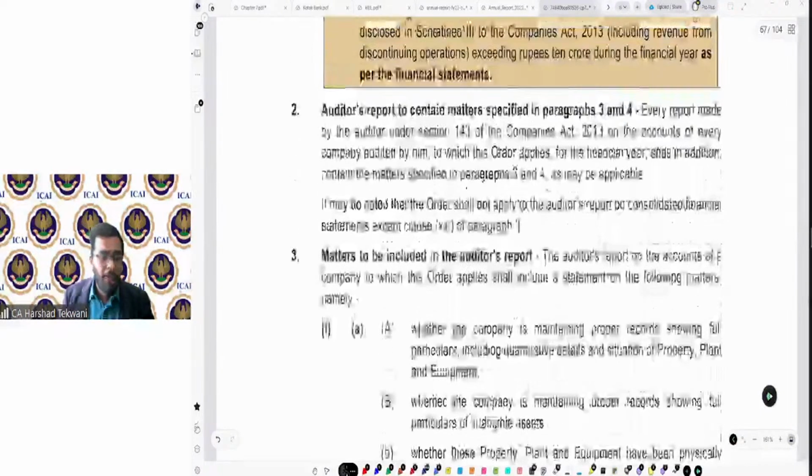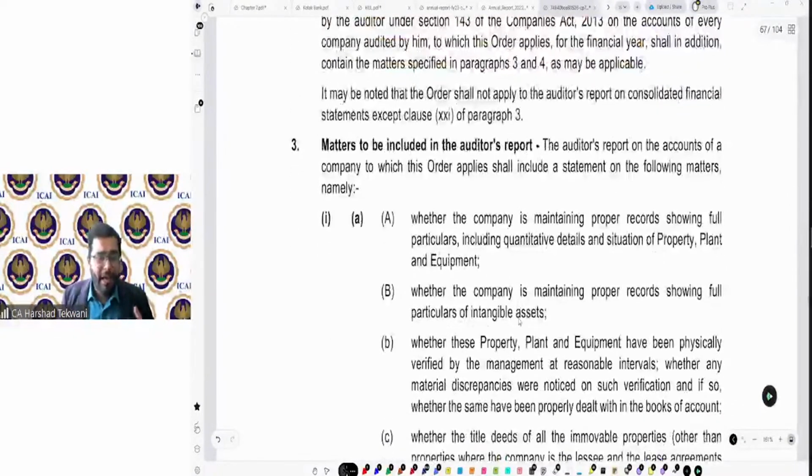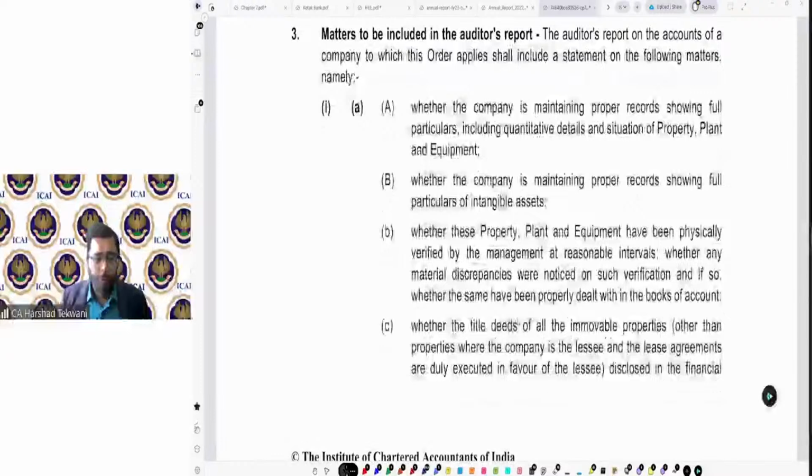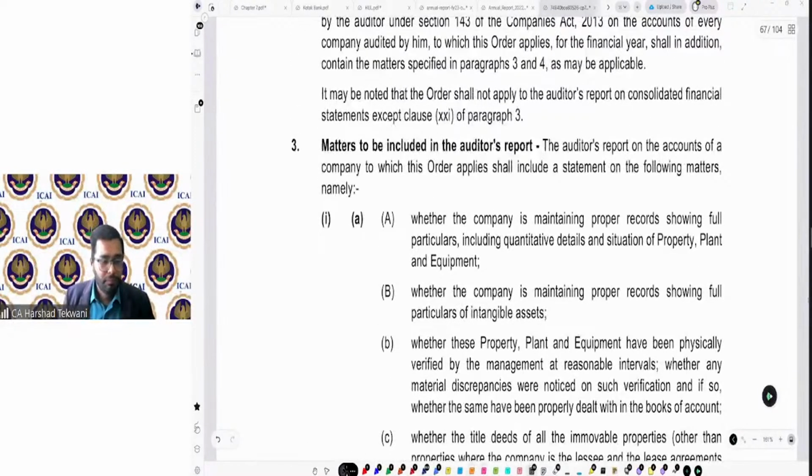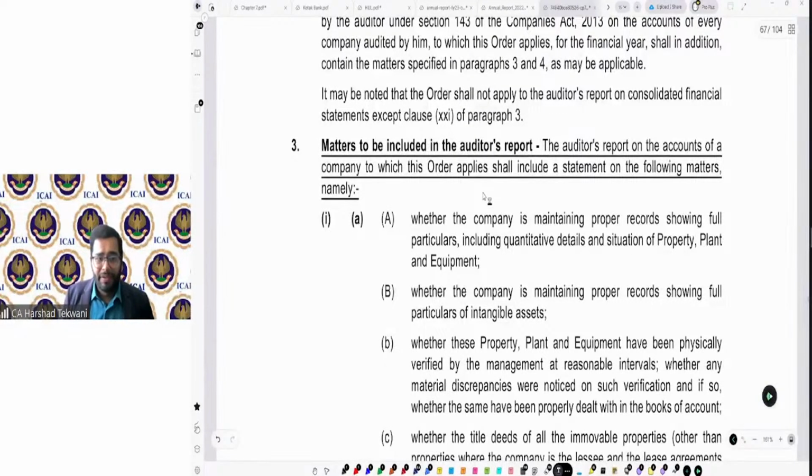Now paragraph 3 contains the sub paragraphs on which the auditor is required to report. So the matters, the items in paragraph 3 of the order for which the auditor is required to report, we'll see one by one. These are the matters to be included in the audit report, which is paragraph 3 of the order.